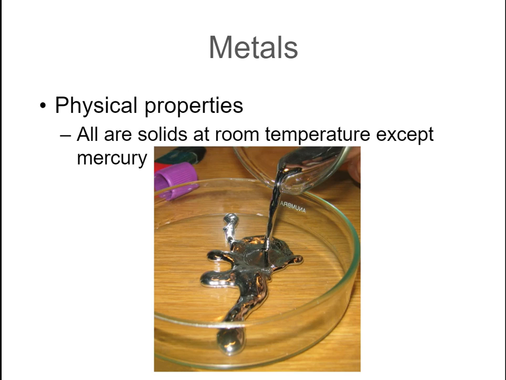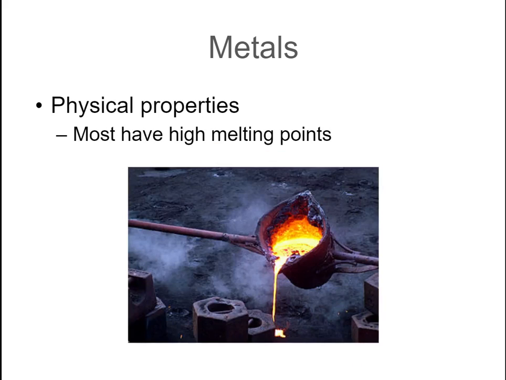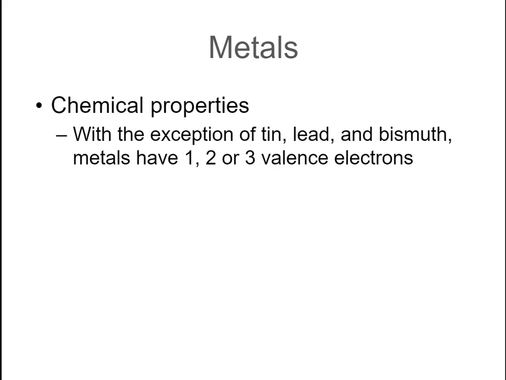All are solid at room temperature except for one, mercury. There's something called gallium, and gallium is solid at room temperature, but if you put it in your hand, it'll melt down and look like mercury. Mercury happens to be toxic. Gallium is not. Another physical property of metals is that they have a high melting point, so it requires very high temperatures to melt them.